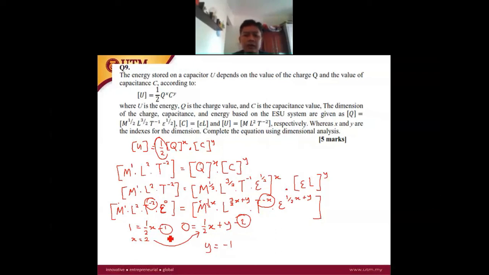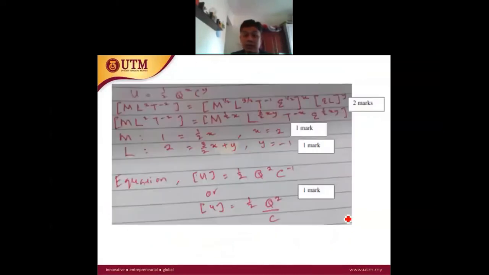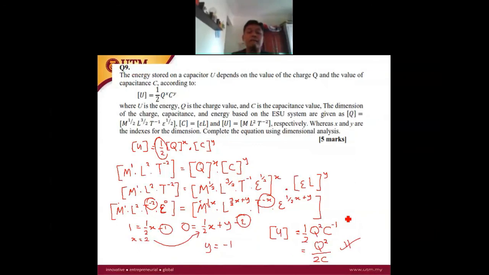Okay, finally we get all this, we can rewrite the final answer. U is equivalent to half, and the final answer is Q to the power of 2 multiplied with C to the power of negative 1, or Q to the power of 2 over 2C. So that's your final answer. Okay.